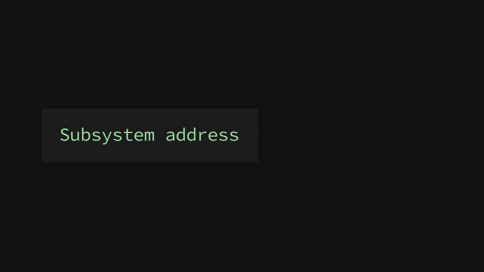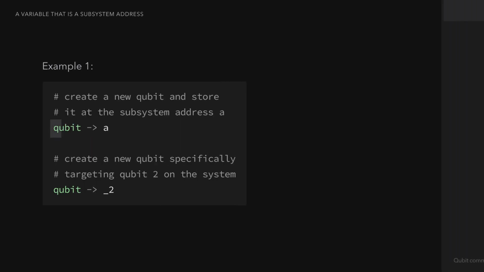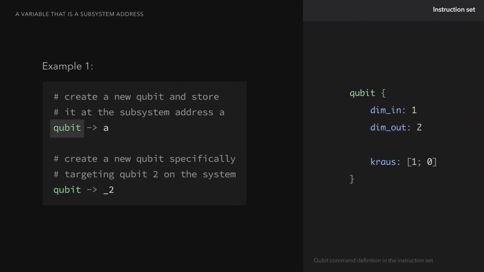Variables can be of two types: a subsystem address or a numeric value. In this example, the command qubit creates a new subsystem. The variable A becomes the address of the new qubit. You can directly address physical qubits through qubit binning. To do this, assign a qubit to a variable beginning with an underscore and followed by the target qubit's numbering from the processor's connectivity graph. You can mix pinned and dynamically allocated qubits in the same program.